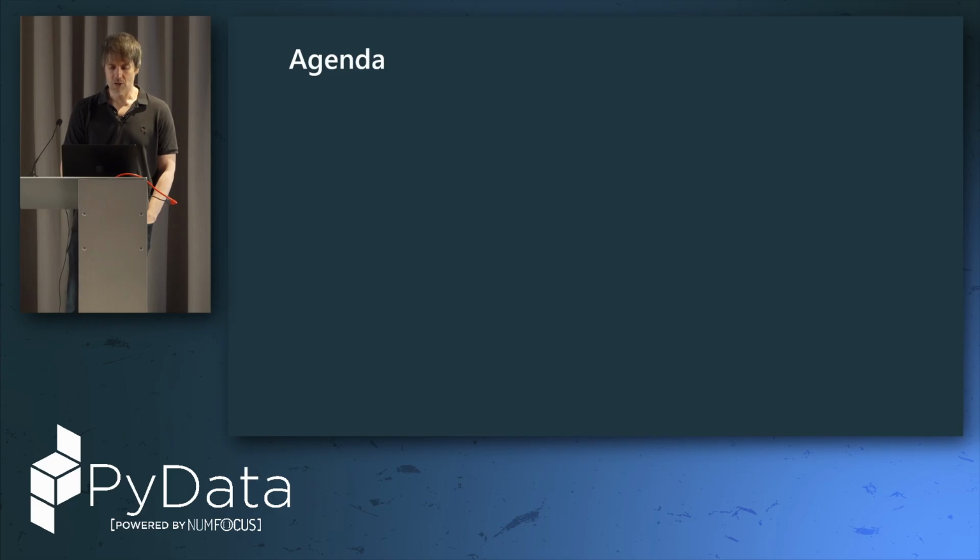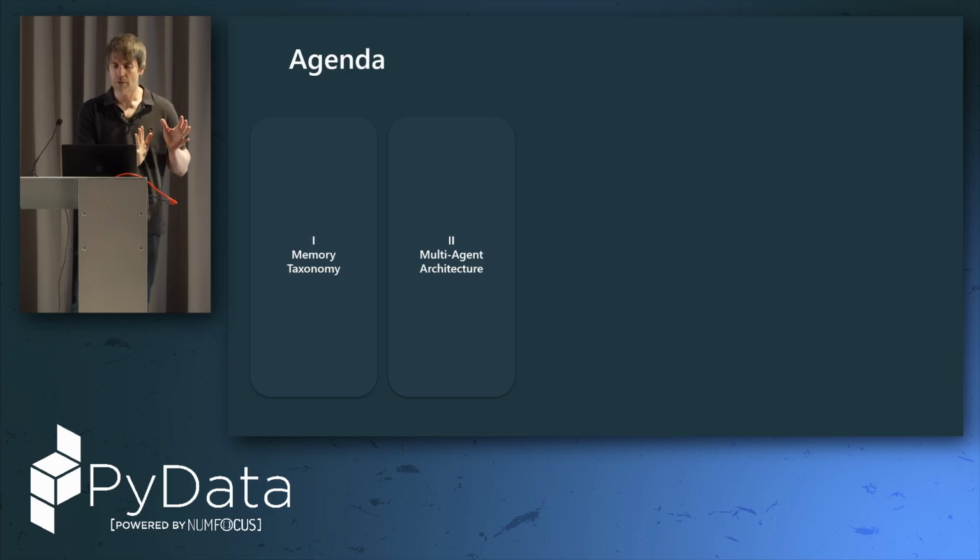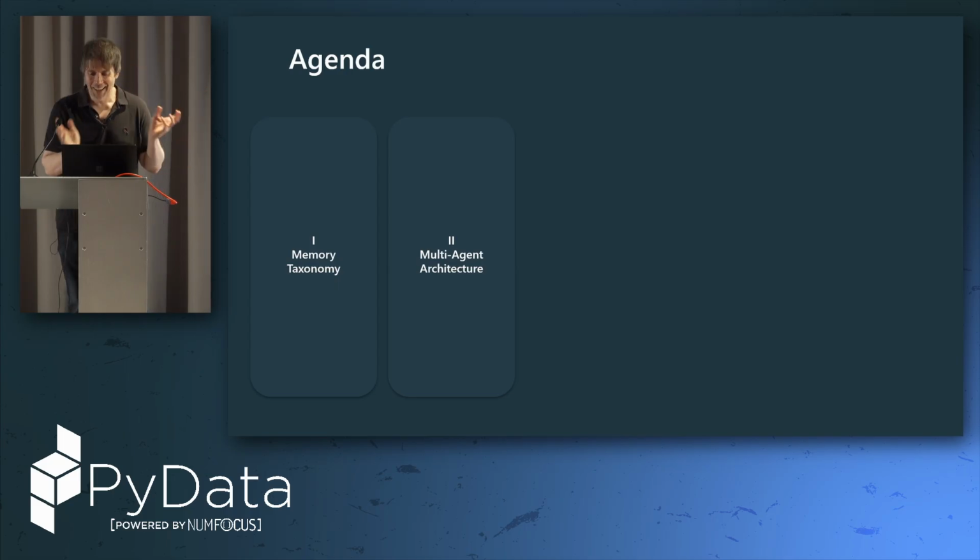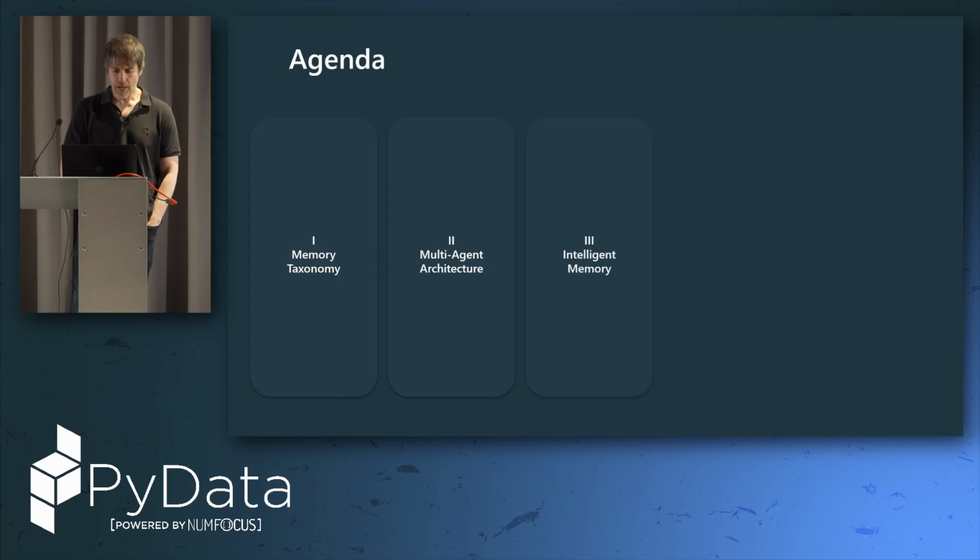So, a little bit of agenda here. I'm going to start with a memory taxonomy, nowhere near as complicated as it sounds. A little recap on multi-agent architecture from the last talk, which only one of you saw, so maybe a little bit of an expansion there as well. And then we'll move on to intelligent memory.